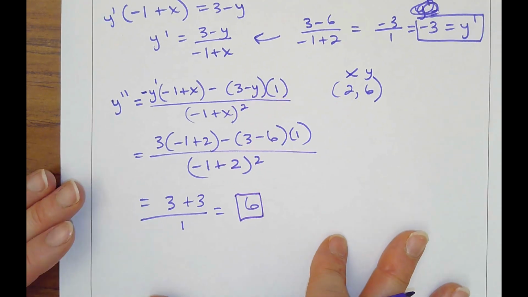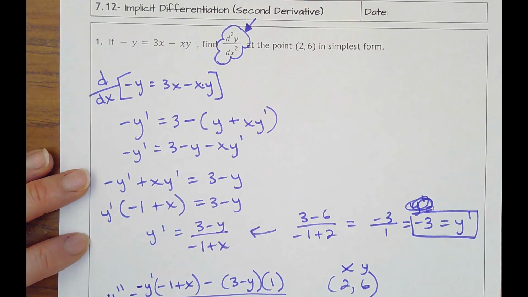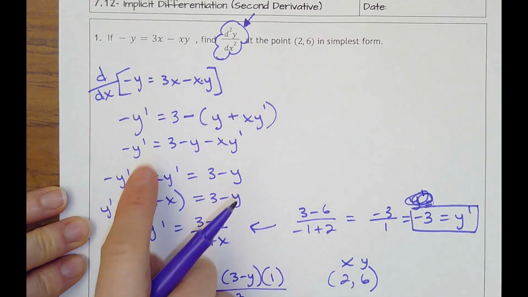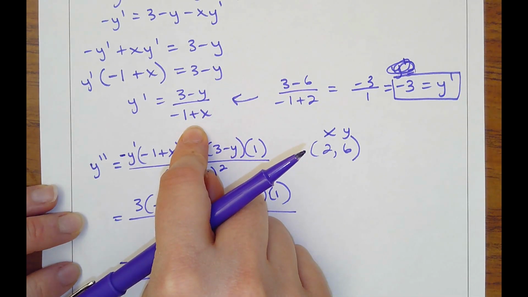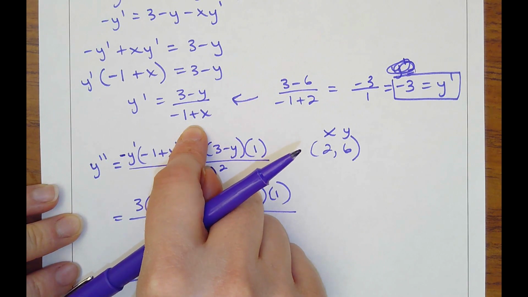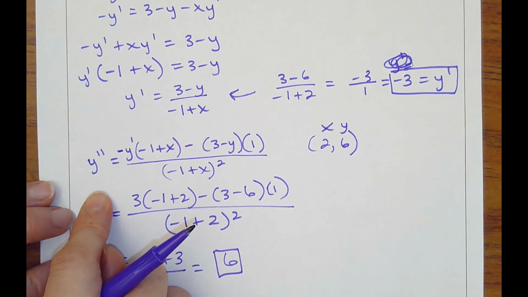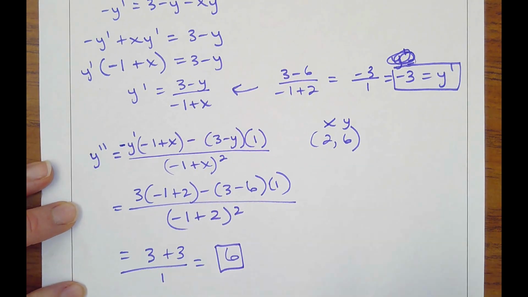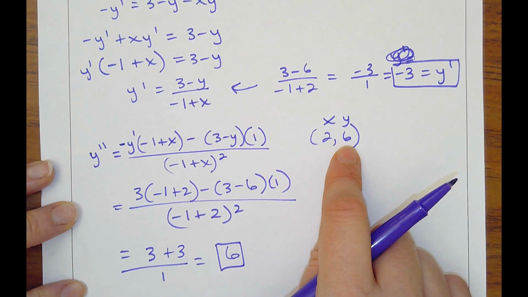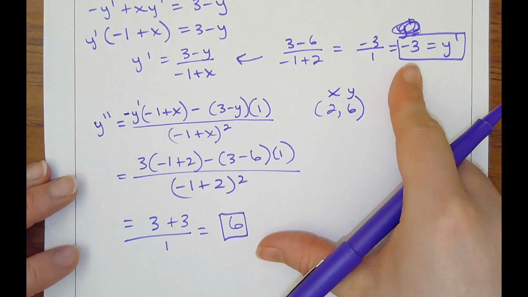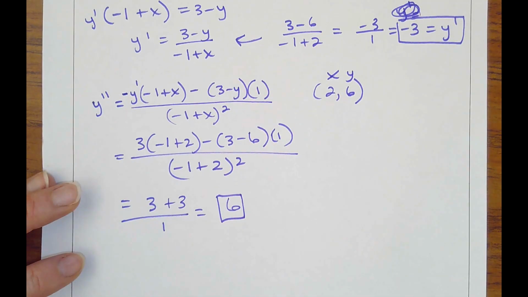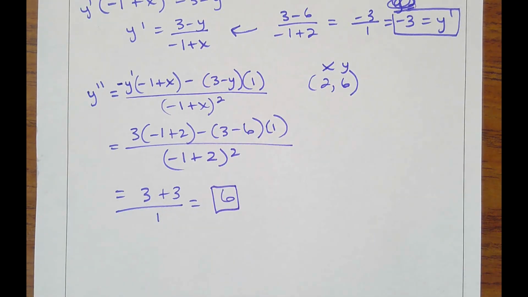So again, the steps are not so bad. Find the first derivative, solve for your y prime, but then that's going to create a fraction or a quotient, a rational function, if you will. You're going to have to find the second derivative by doing the quotient rule. You'll have your x and your y from the point they give you, but then you need to plug that into your y prime to get a value to be able to substitute into your y double prime. And then just simplify everything up, and that'll get your slope.